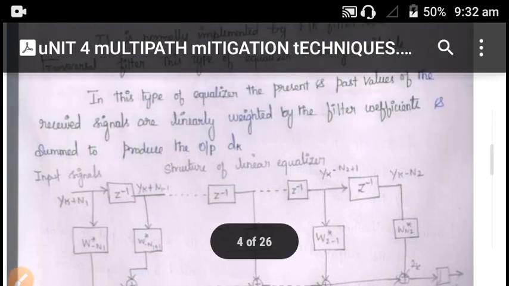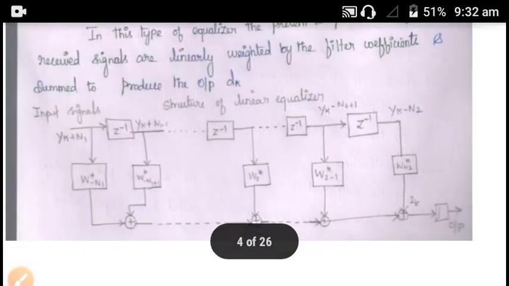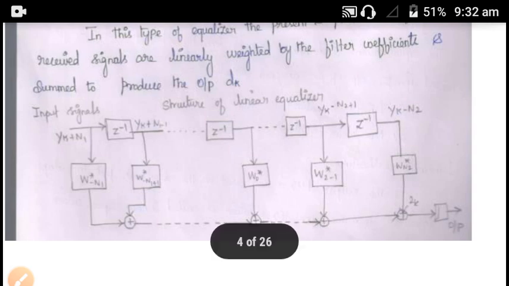Here in this, the input signal y(k+n1) is given to the delay line z^-1 and then to the weighting coefficient w*(-1-n1). That is the filter coefficients or tap weights. This w* just denotes the complex filter coefficients or the tap weights.